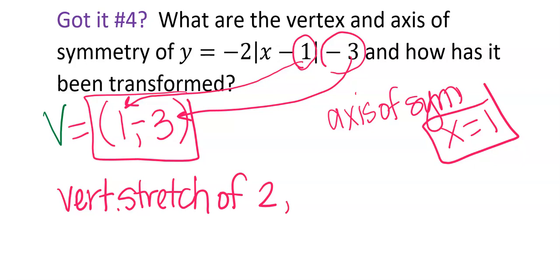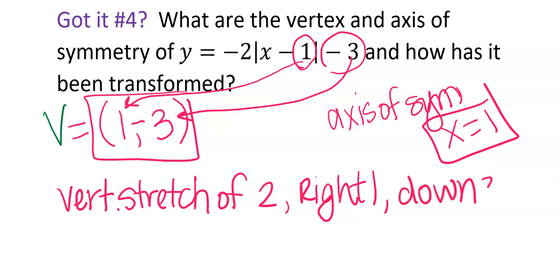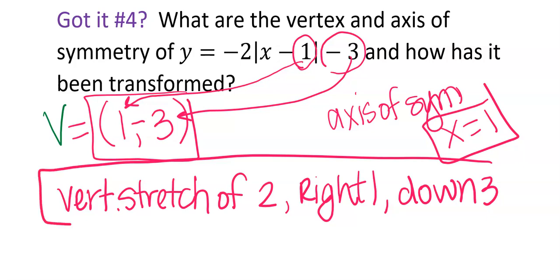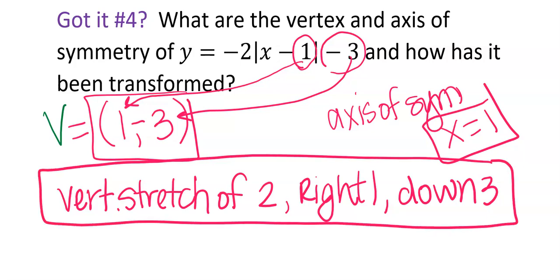Then what about the -1 in the absolute value? Is that right or left? Right 1. And what about the -3 at the end? Down 3. So much easier to just describe in words than to actually graph it.